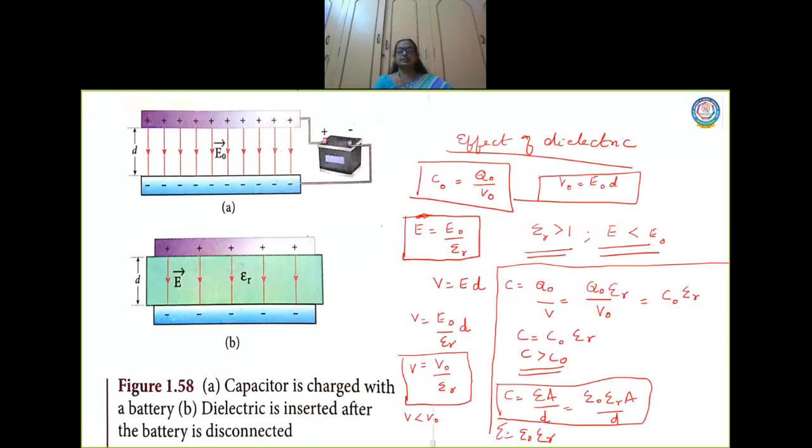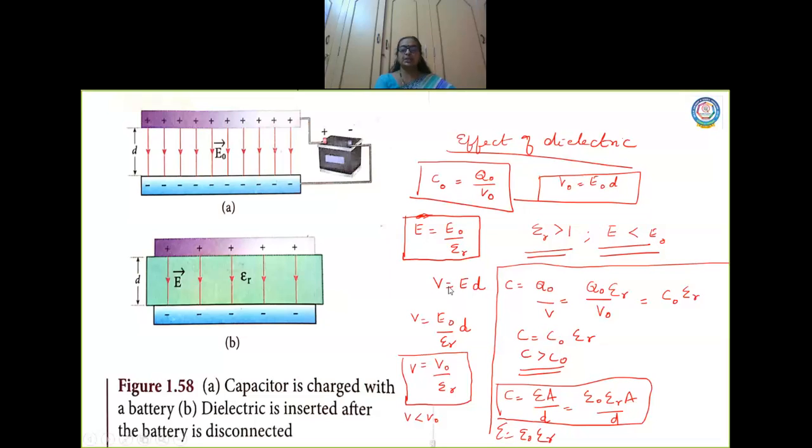Again, I'll go back to this. Now, effect of dielectric: C naught equal to Q naught by V naught. This is the capacitance before the dielectric is introduced. And the potential will be V naught equal to E naught into D. Right? Now, whenever you introduce a dielectric, naturally the electric field will be reduced. So what is the value of the reduced electric field? E is equal to E naught by epsilon R. Epsilon R is greater than 1, so E will be lesser than E naught. So electric field will be reduced when a dielectric is introduced.